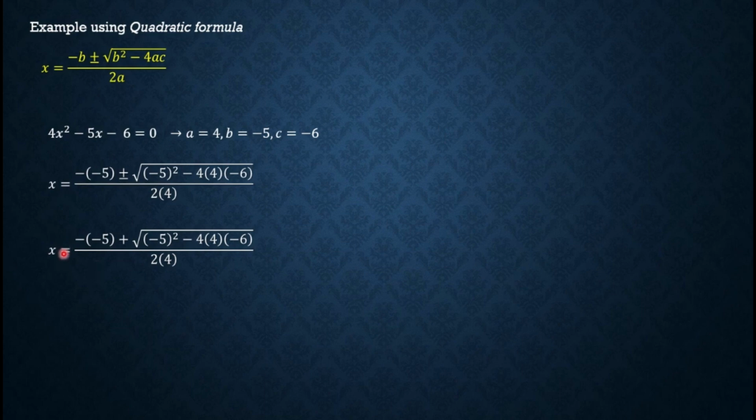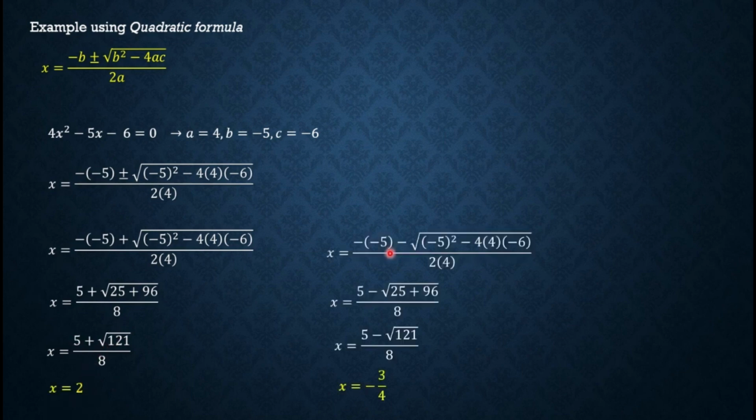We obtain x is equal to negative times the quantity of negative 5 plus square root of the quantity of negative 5 to the power 2 minus 4 times 4 times negative 6, over 2 times 4. So it becomes 5 plus square root of 25 plus 96 over 8, and then 5 plus square root of 121 over 8. The final answer is x is equal to 2. For the other solution, the same process, but with minus. So these are the two solutions for this equation.